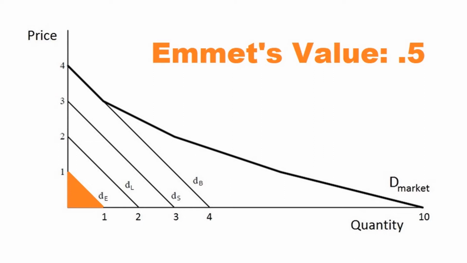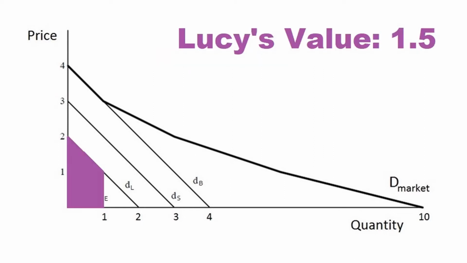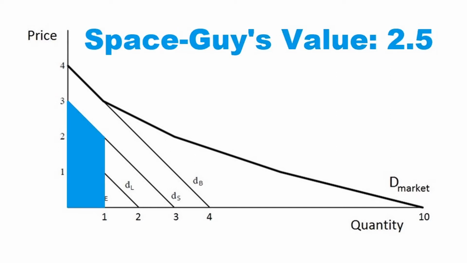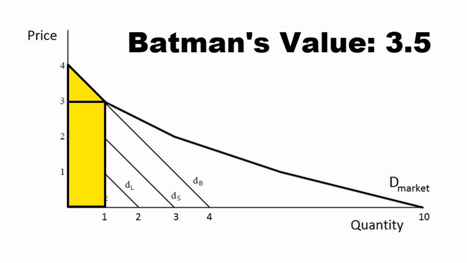So we could go through this problem and it'd be kind of long and drawn out, but we could look at each individual. We look at Lucy and the value of the first beer to Lucy, it's $1.50. We look at Space Guy and Space Guy values the first one at $2.50. And finally, we look at Batman and we see that Batman has a value of $3.50 for the first beer.